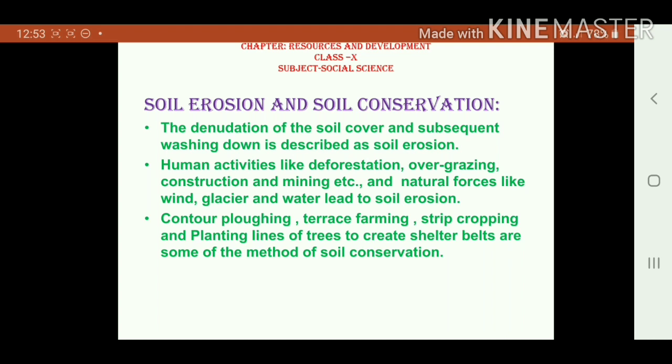And lines of trees, what will they do? They will stop soil erosion, because trees stop soil from being taken away by natural factors like wind or air. Then we should be creating shelter belts. These are some of the methods of soil conservation to ensure that the resources provided to us by nature should be conserved, and their benefit for a longer period of time, ensuring they remain with the present as well as future generations. That's how, students, we are completing this part. Thank you.